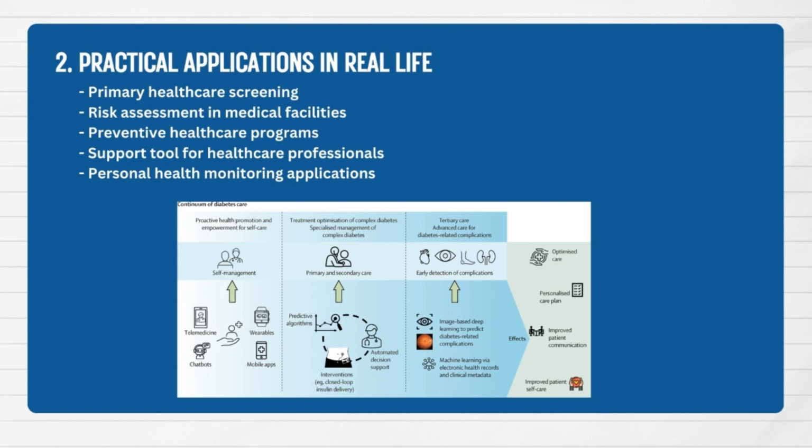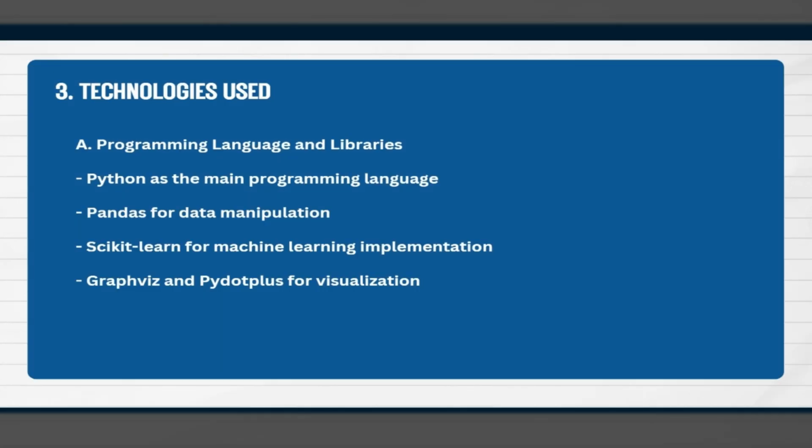So the next part, Tien will present. Okay, now we move on. Technologies used. In this part, we have two subsections. Subsection A, programming language and libraries.